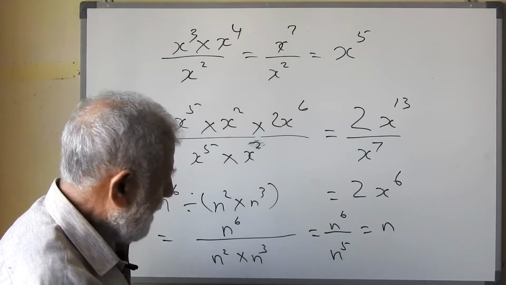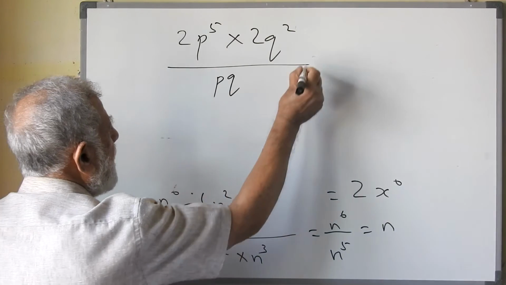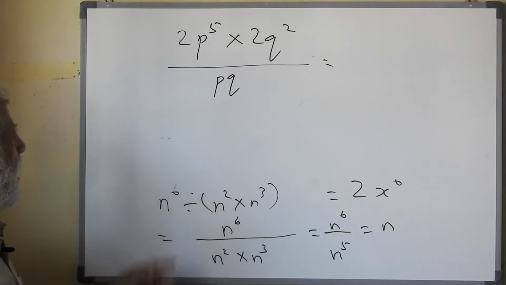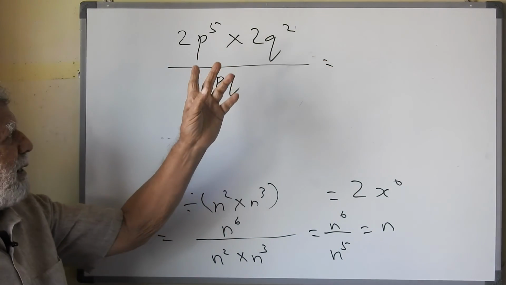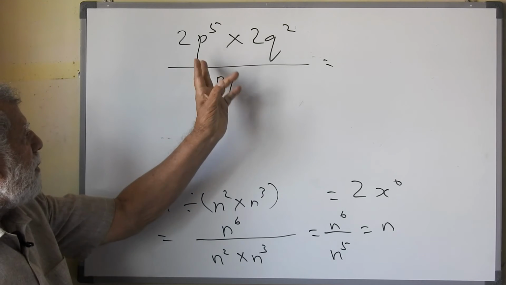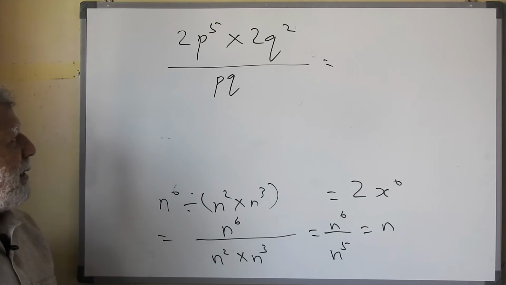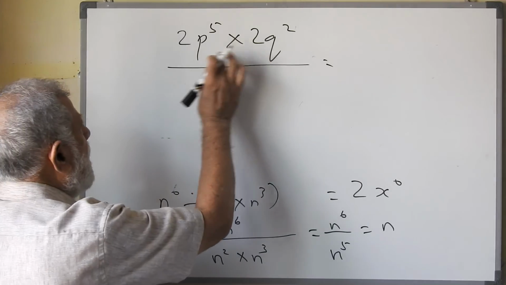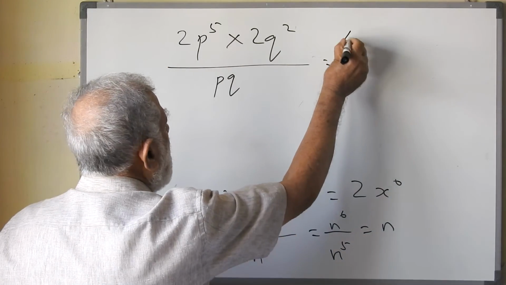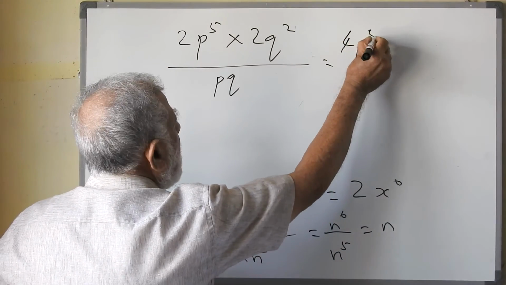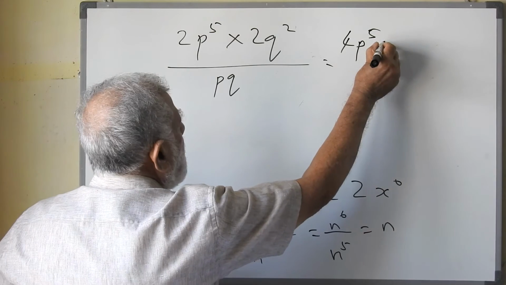One more example we will take. Look at this. Here we are having p and q, two different items. So we can't join those two together. We can't multiply them. We have to keep p separately and q separately. But we can multiply the numbers: 2 into 2 is 4. The numerator will be 4 p to the power of 5 q squared.